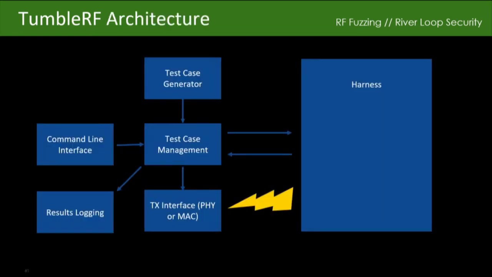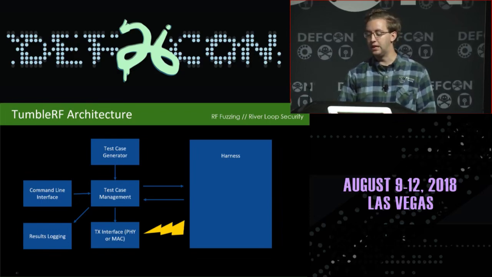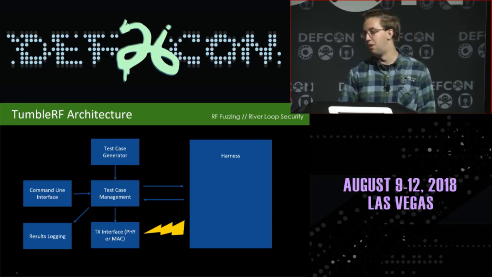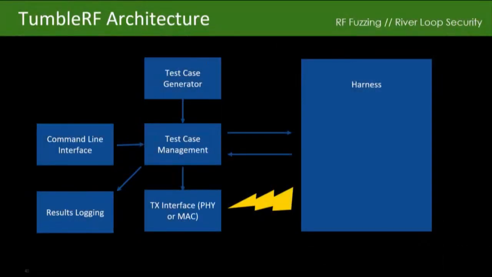And if we draw this up in a fancy architecture diagram, it looks like this. In the middle, the test case management, command line interface, and results logging are the things that we didn't want to keep rewriting every time we did this. Then we want to be able to change out the stuff on the top, the right, or the bottom. The test case generator creates the byte patterns that we're going to send out on the radio. The harness measures the state of the target. And the lightning bolt, which we all know is how RF looks, is how we transmit from the bottom. So we send lightning bolts across from the transmitter to the receiver.